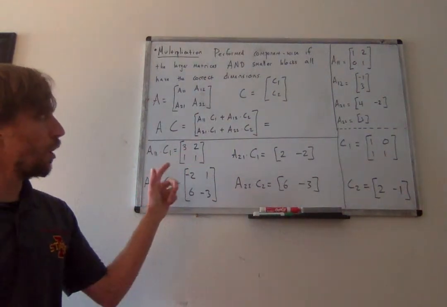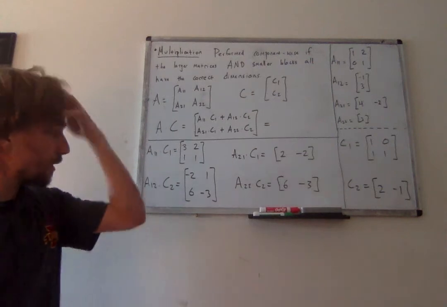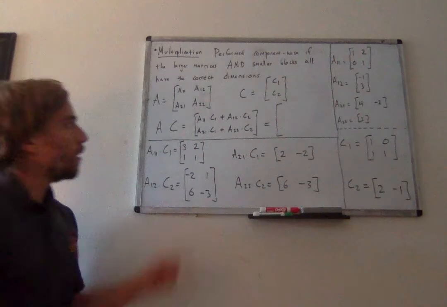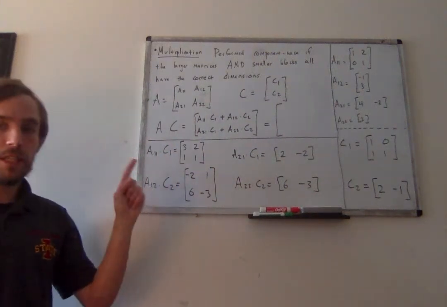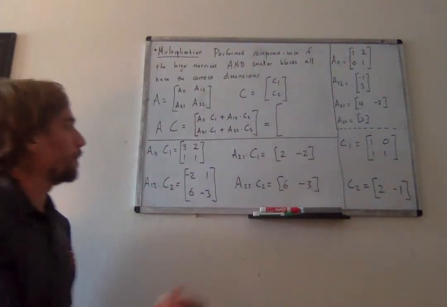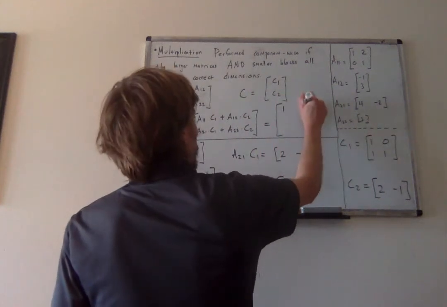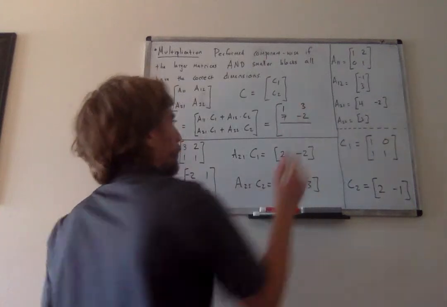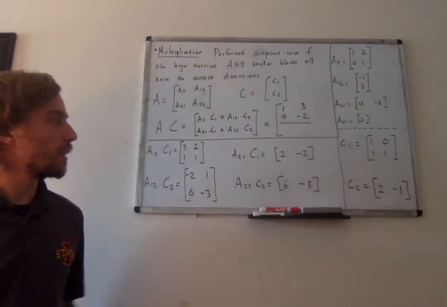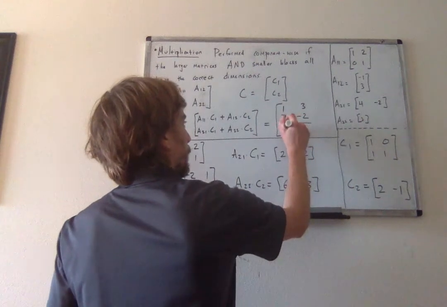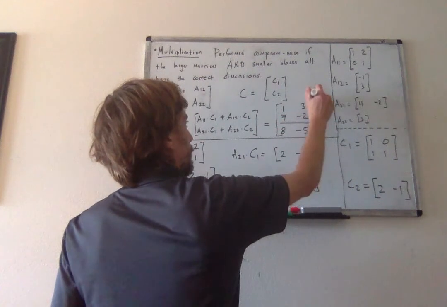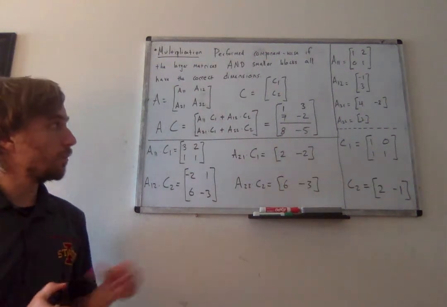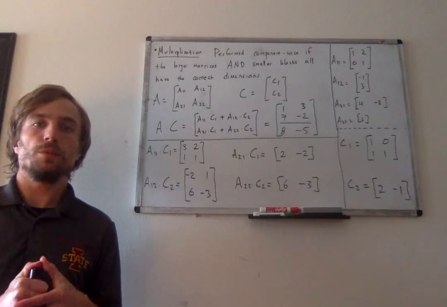So now we just put all of these blocks in their appropriate place. So here it should be the sum of these two matrices as my first block. And the sum of these two matrices is my second block. And that would be that. So this is exactly how you do block matrix multiplication.